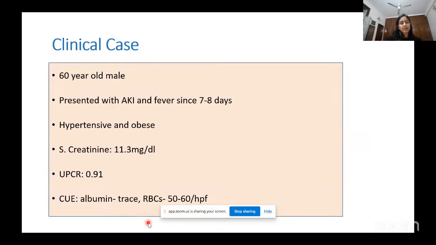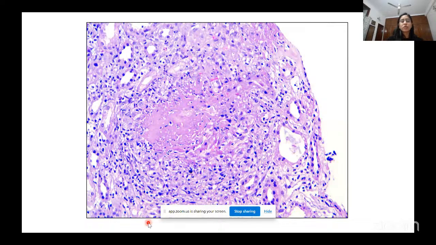So we'll discuss this case of a 60-year-old male who presented with acute kidney injury and fever since 7 to 8 days. So it's an acute history, and the creatinine was 11.3 with trace proteinuria. Now, there were about 8 glomeruli in the biopsy, and all the glomeruli had the same picture.